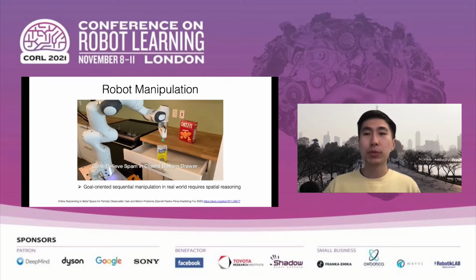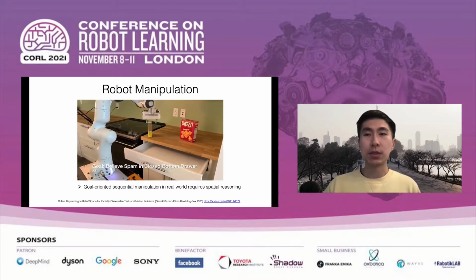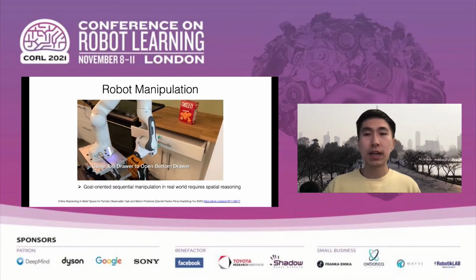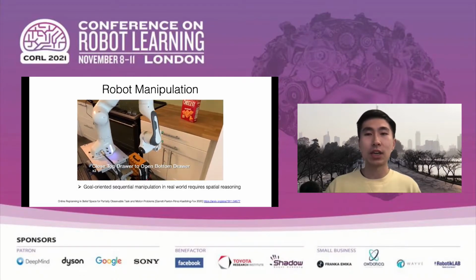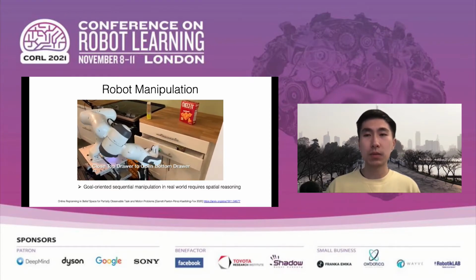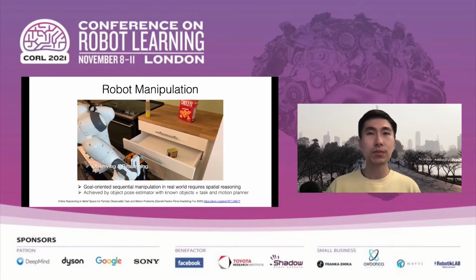So in sequential manipulation tasks, a robot needs to constantly reason about spatial relations among different entities in the scene and plan its actions accordingly in order to achieve a desired goal. In the example shown here, this is achieved by a task and motion planner operating on top of a state estimator, which outputs exact 6D poses of the objects using 3D object models.